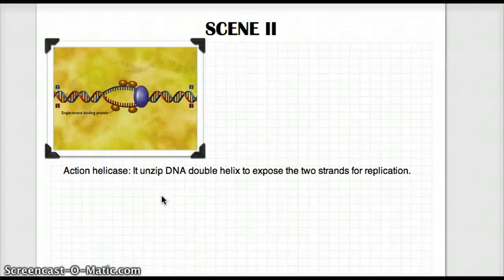Next, I'm going to talk about helicase. As you can see in the picture, helicase basically unzips the DNA double helix into 2 strands for the replication later on.